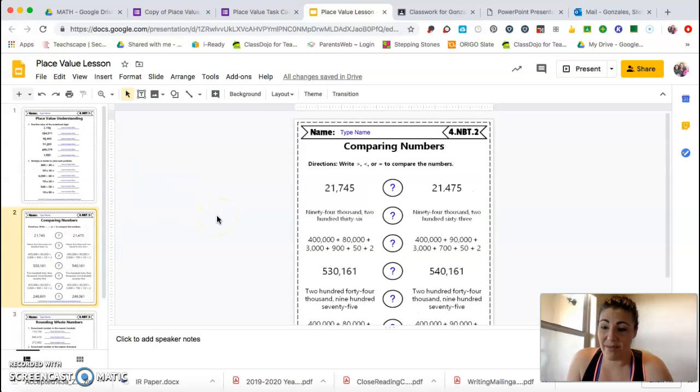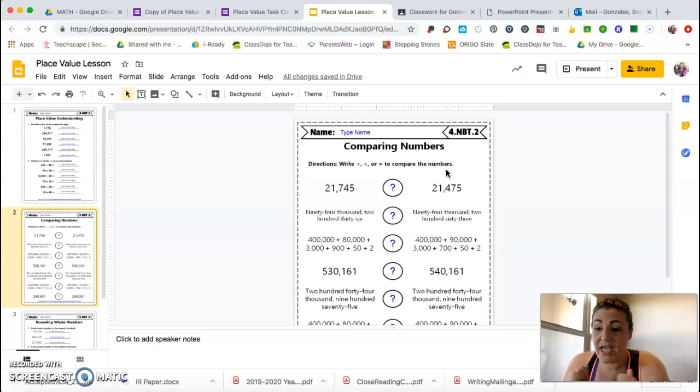This is comparing numbers. So you're going to be looking at 2 numbers, and you have to decide if you need to use the greater than, the less than, or the equal symbol to compare your numbers. You guys do have the greater than, less than, and equal symbols on your computer pads, okay? If you're using an iPad, you're going to have to pull it up and probably hit the number key to get your different symbols to pop up.